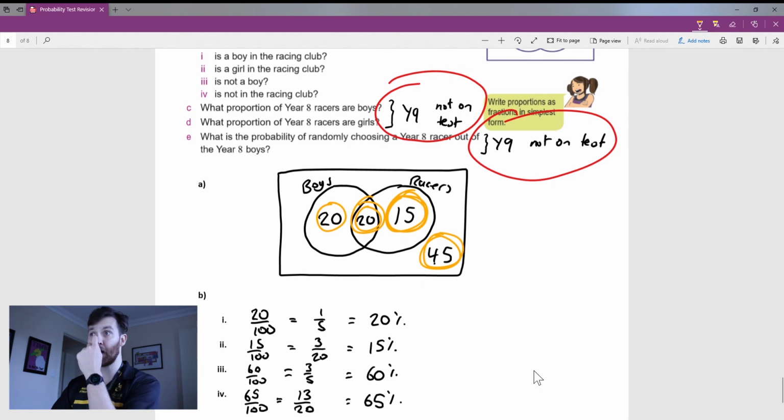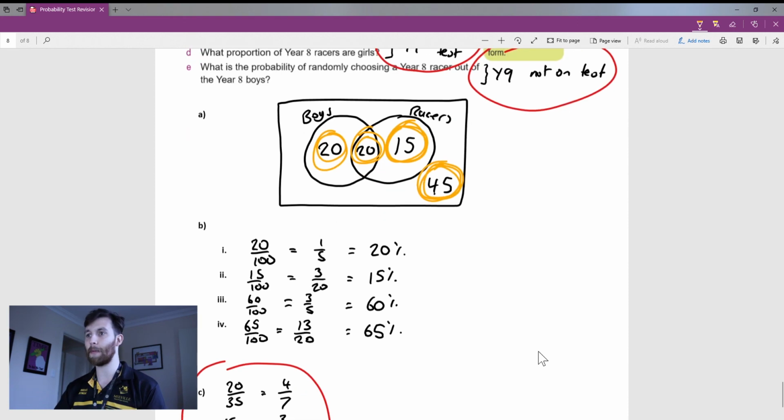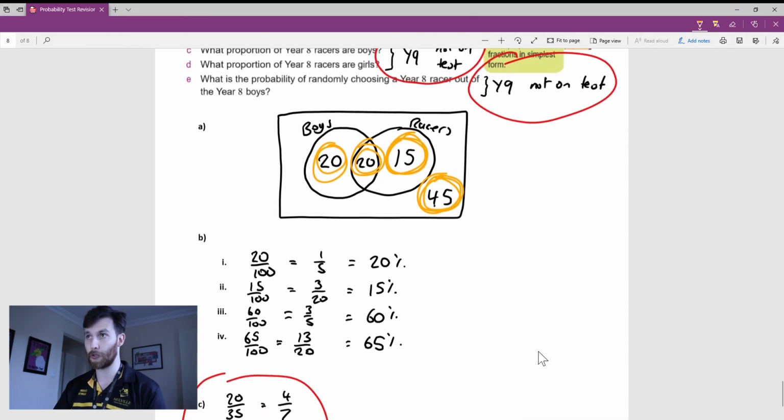And finally, students that are not in the racing club, we're looking for everyone that's outside the racing set. So the 20 people who are boys that are not in the racing club, as well as the 45 that are girls not in the racing club. So 65 in total for that one.